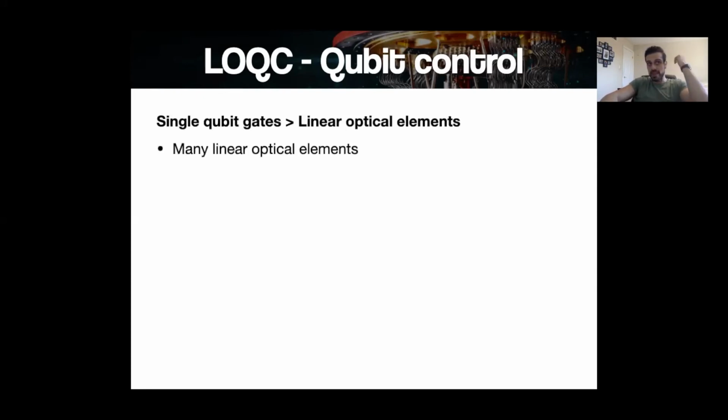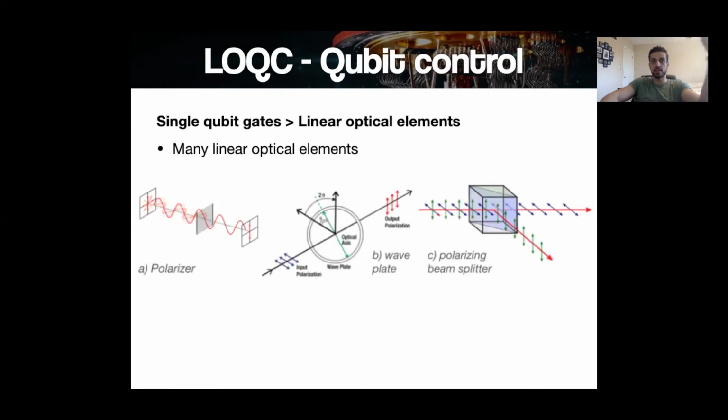The single qubit gates are done with linear optical elements. There are many different linear optical elements. Here are some. We have a polarizer, which takes light that's unpolarized and just picks off one element of its polarization. So on this side of the polarizer, we have light with a horizontal and vertical component, it goes through, and only the vertical survives. These are all related to phase, to polarization here.